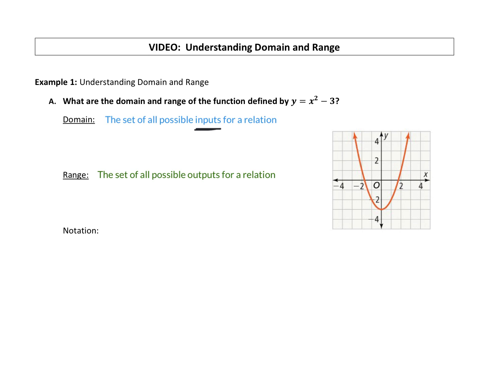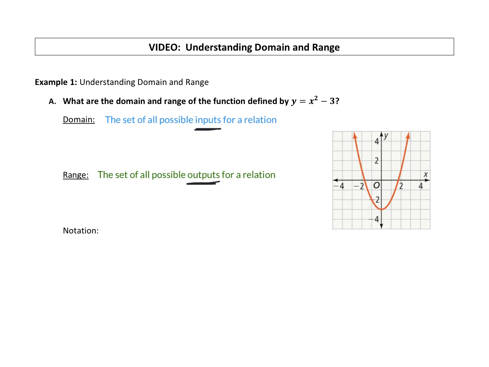All right, moving on to range. Range is the set of all possible outputs for a relation. So range is your outputs. So you're going to put numbers in for your inputs. What kind of numbers do you get back out? We're talking the y values for a relation.